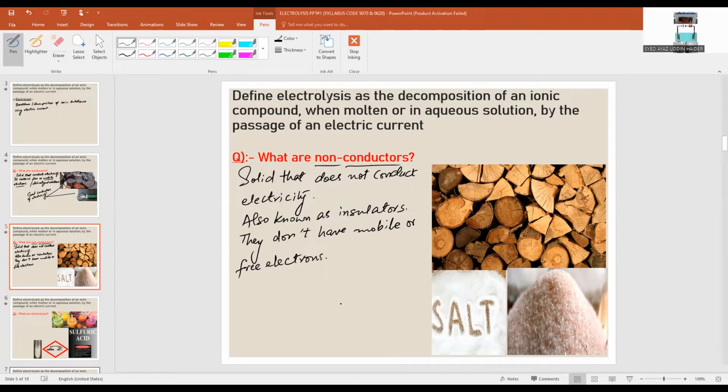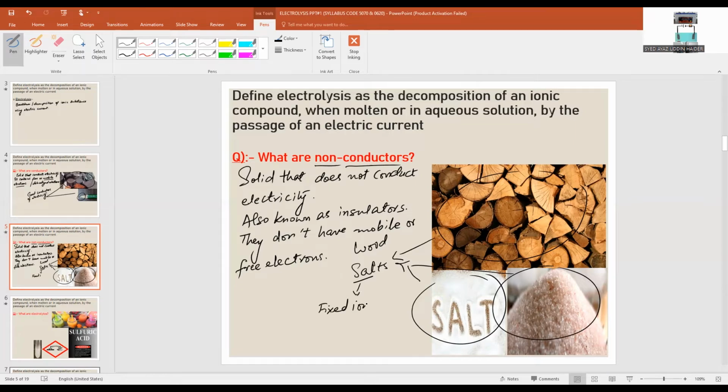Here we have some examples of non-conductors. These are wood, and we have common and Himalayan salts. For wood, the reason is the same, that is they don't have mobile or free electrons, but for the salts, they have fixed ions. That's why they do not conduct electricity at all. Once these salts are melted, their ions become free, and then they will be able to conduct electricity also.